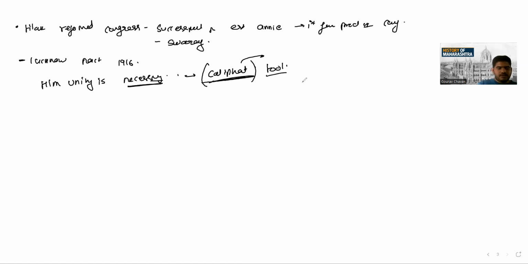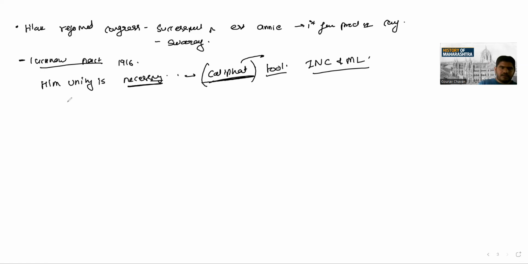So he used this as a tool. Then there was a pact between the Indian National Congress and the Muslim League. And what is this particular pact called? It is called the Lucknow Pact.